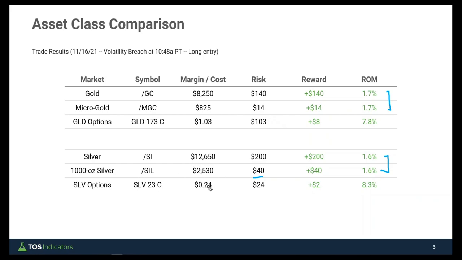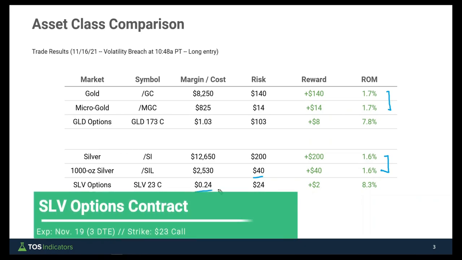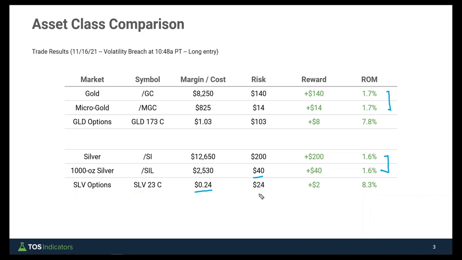Now the SLV options here I think is where the two ETF options become a little bit more astray. Here, the SLV options cost 24 cents at the time of entry, and these were the 23 calls. Same concept, 3 days to expiration. So total risk of $24. But they only moved $2, which while on that percentage basis looks nice, I think once you factor in commissions, this becomes a significantly less attractive trade compared to using the futures or micro futures contracts instead. So that's something to keep in mind.